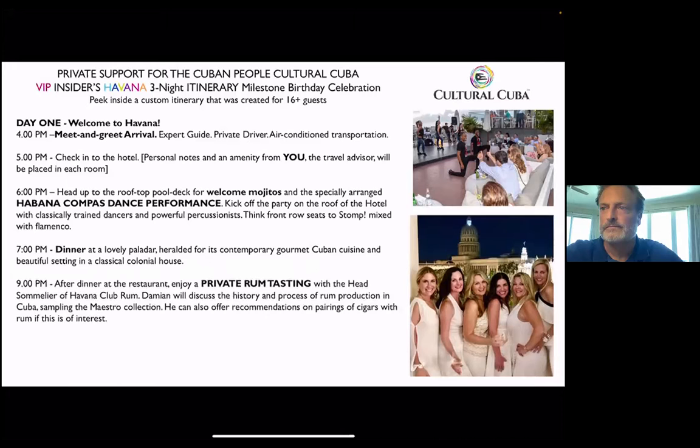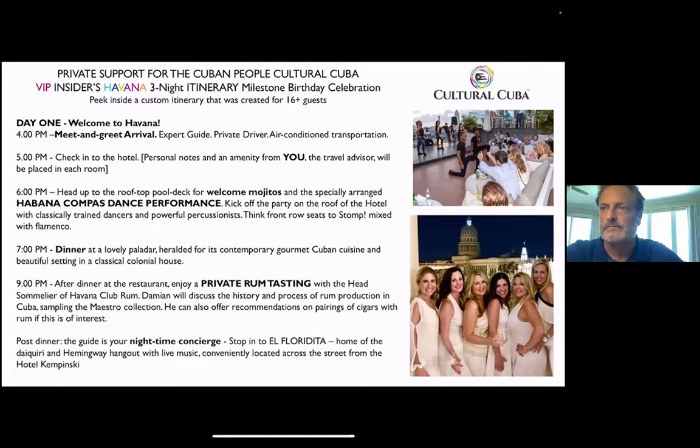After dinner, they enjoy a private rum tasting with the head sommelier of Havana Club Rum himself, who comes into a private back patio at this particular restaurant, and we do this exclusive rum tasting of 25-year-old aged rum, and an explanation of the history of rum, that sort of thing. But mostly it's about rum, cigars, that sort of thing. Again, done at this restaurant. And then the night's not over.